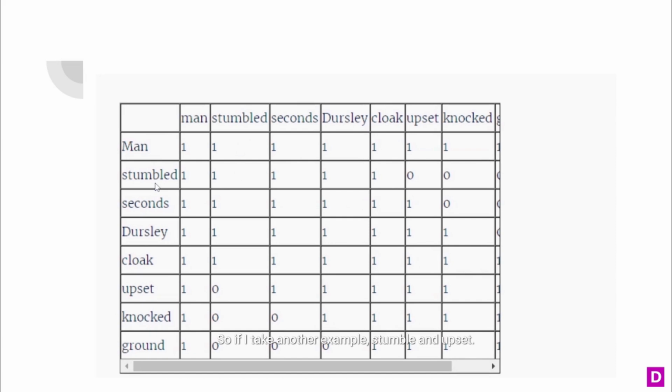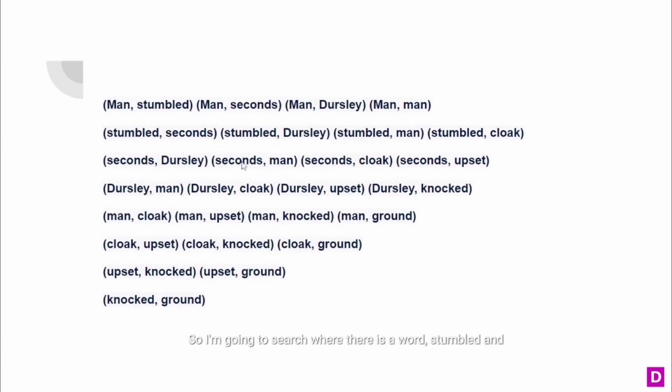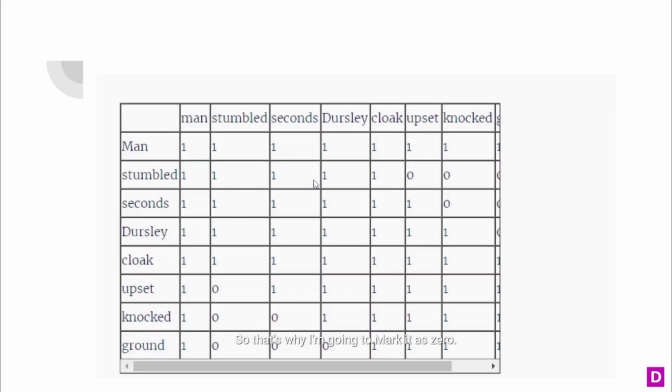If I take another example, stumbled and upset, I search where there is a pair of stumbled and upset. Clearly, there is no such pair. Stumbled and upset do not co-occur together, so I mark it as 0. Similarly, I have created this entire co-occurrence matrix.